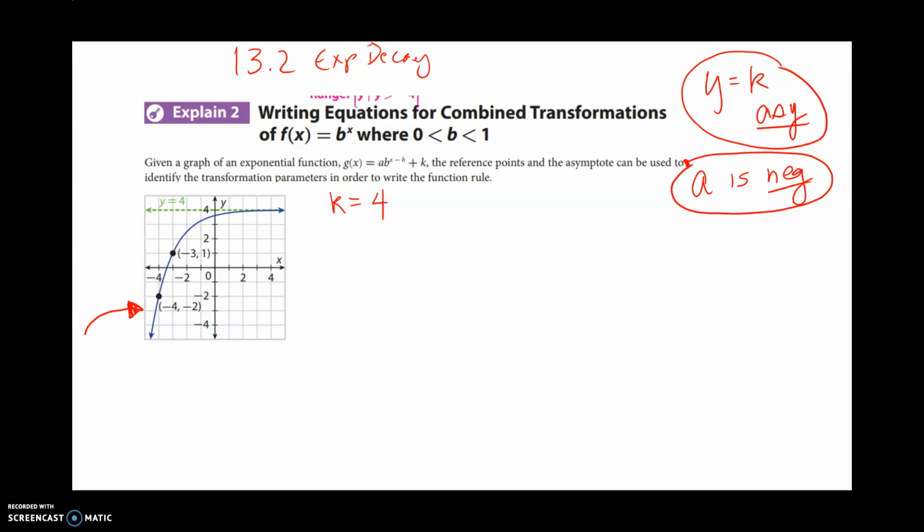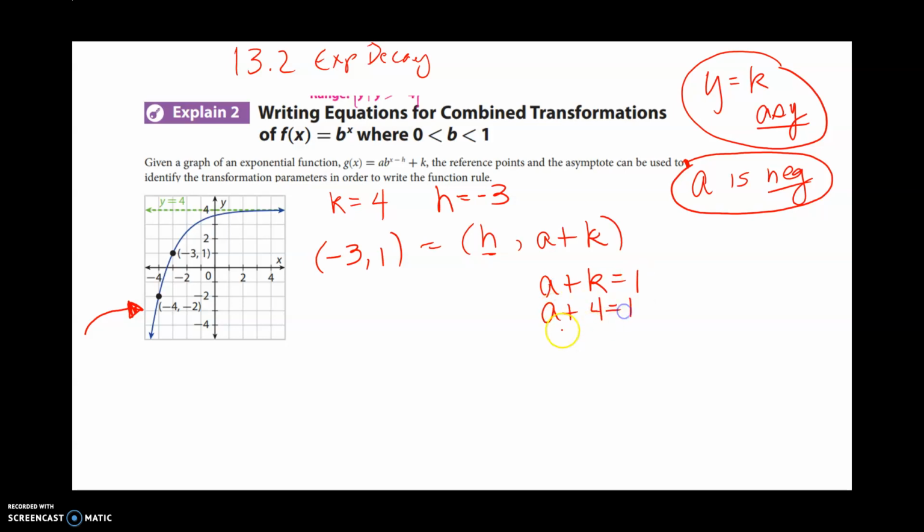Our first reference point is negative 3, 1, and that reference point is supposed to be h, a plus k. Well, gang, we have pretty much everything we need now because we already know k. It's telling us that h equals negative 3. Then we can solve. If a plus k equals 1, and we know k is 4, if we subtract 4, a equals negative 3.